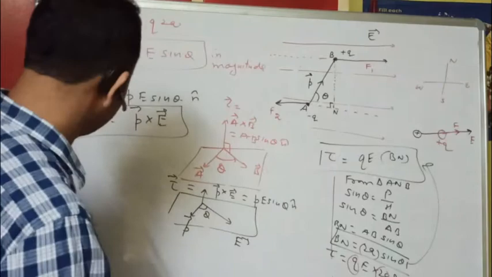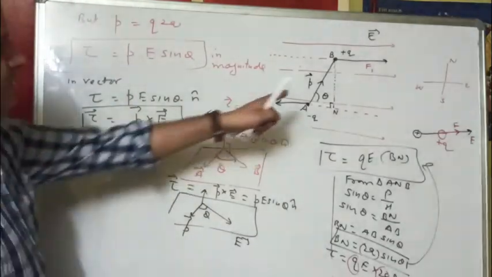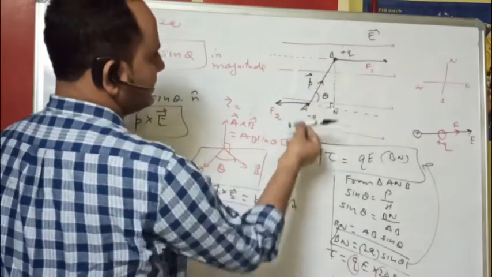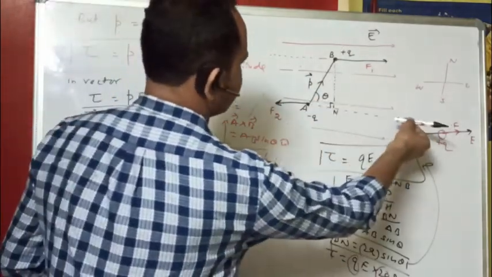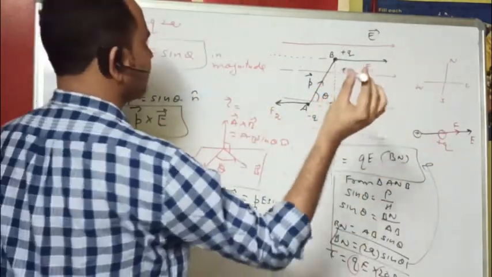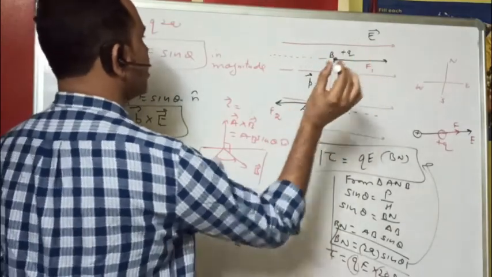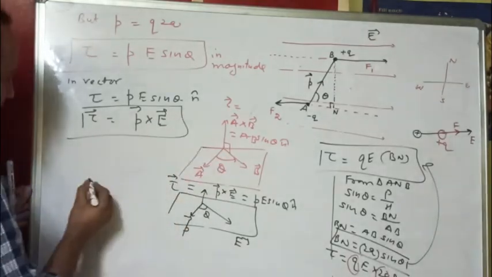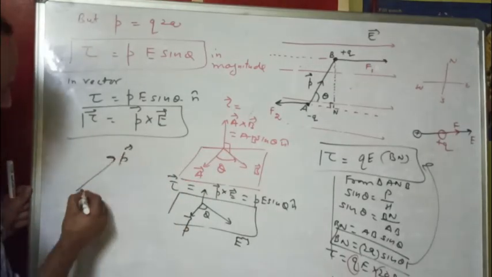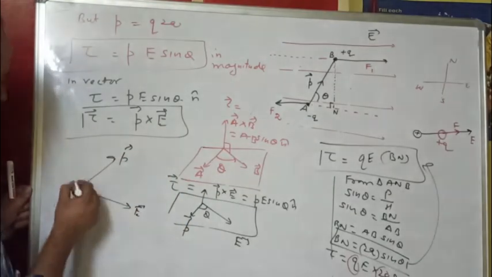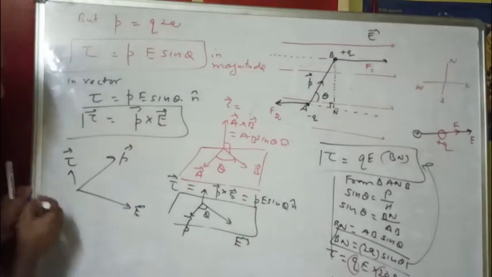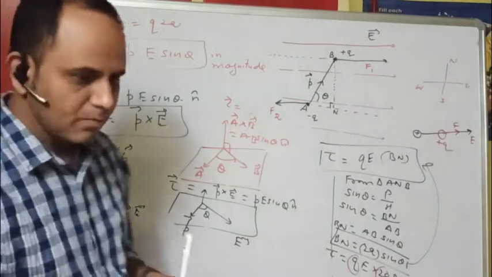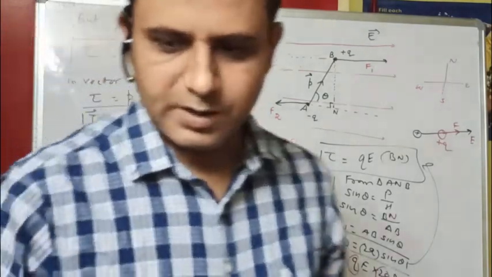Okay. So in situation C here, P vector is in this direction and the electric field is in this direction. So the torque vector will be inside the plane of the board. Here is the P vector, here is the E vector. So torque will be normally inside the plane of the board. Okay.